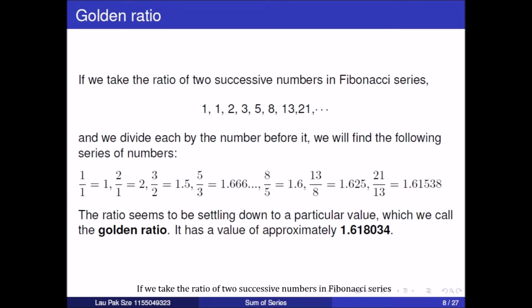If we take the ratio of two successive numbers in the Fibonacci sequence, dividing each by the previous number, from the calculation shown, we can see that the ratio seems to be settling down to a particular value, 1.618034, and it's called the golden ratio.